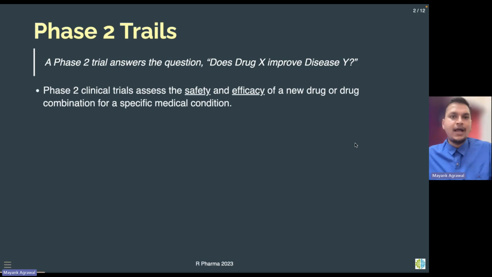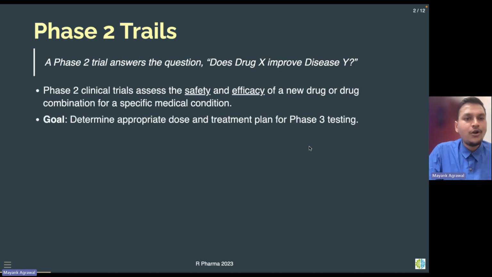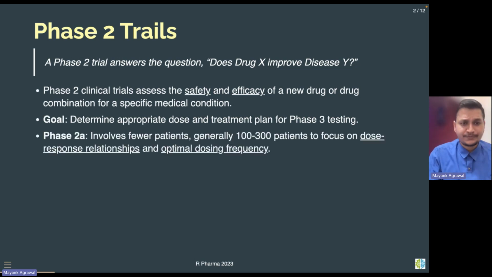Phase 2 clinical trials assess the safety and efficacy of a new drug or a drug combination for a very specific medical condition. The overall goal is to determine the appropriate dose and treatment plan for phase 3 testing. So phase 2 comes after phase 1 and is a precedent to phase 3. Phase 2 is again divided into two phases, phase 2A and phase 2B.